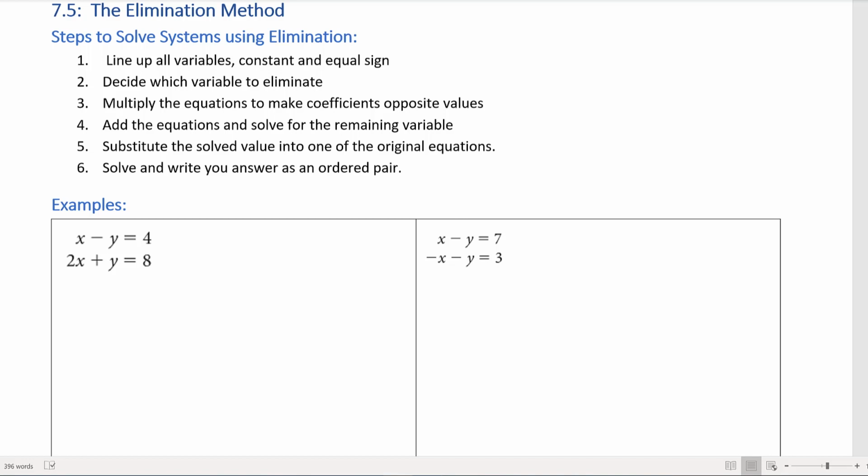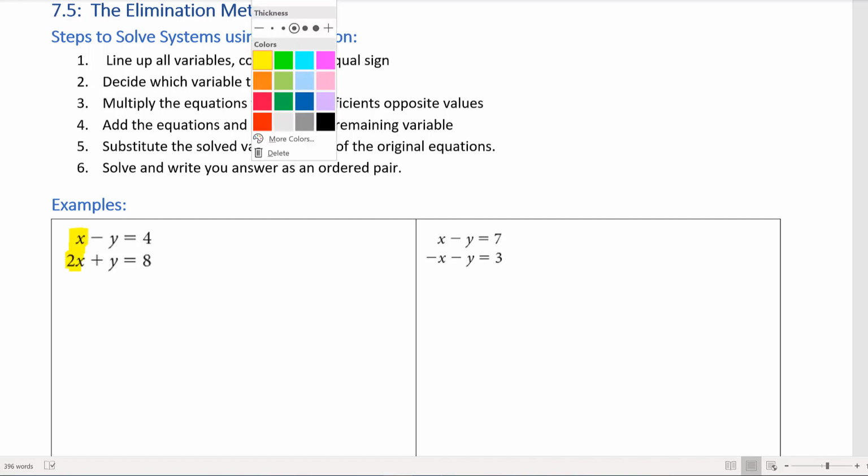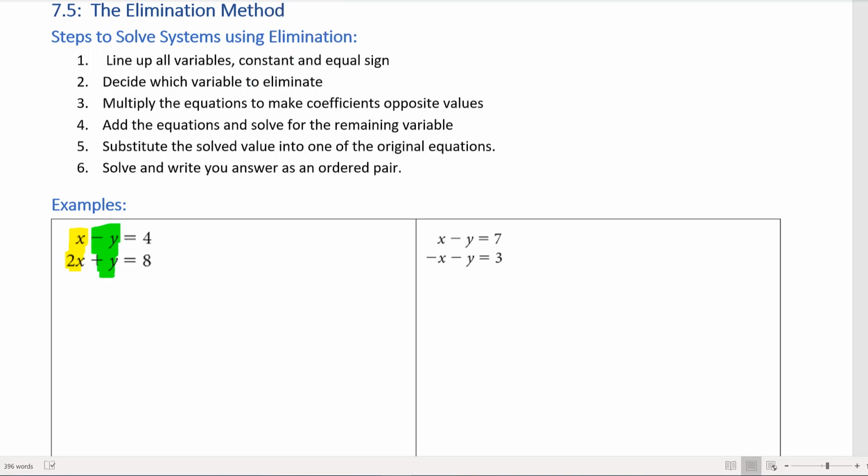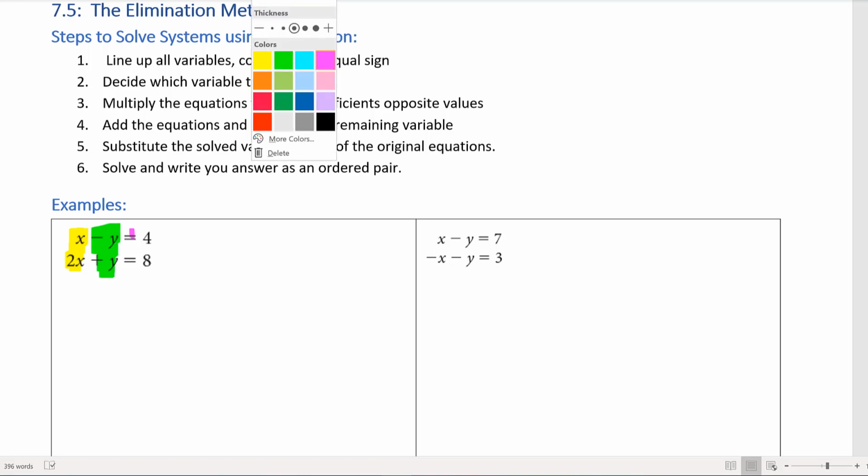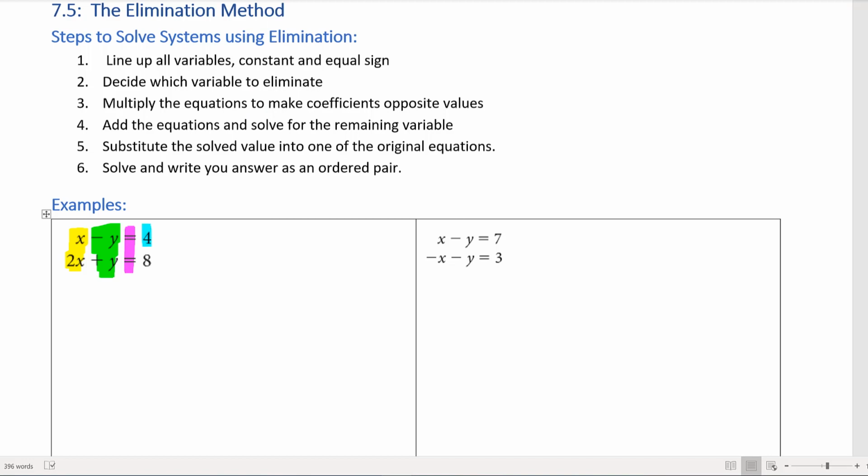What does that mean? It means that your x's are on top of each other, and then your y's are on top of each other, then the equals are on top of each other, and then the constants are on top of each other. So that's what that first step means. I'm going to go ahead and erase that. I just wanted to make sure you understood because I can't point to it on video.